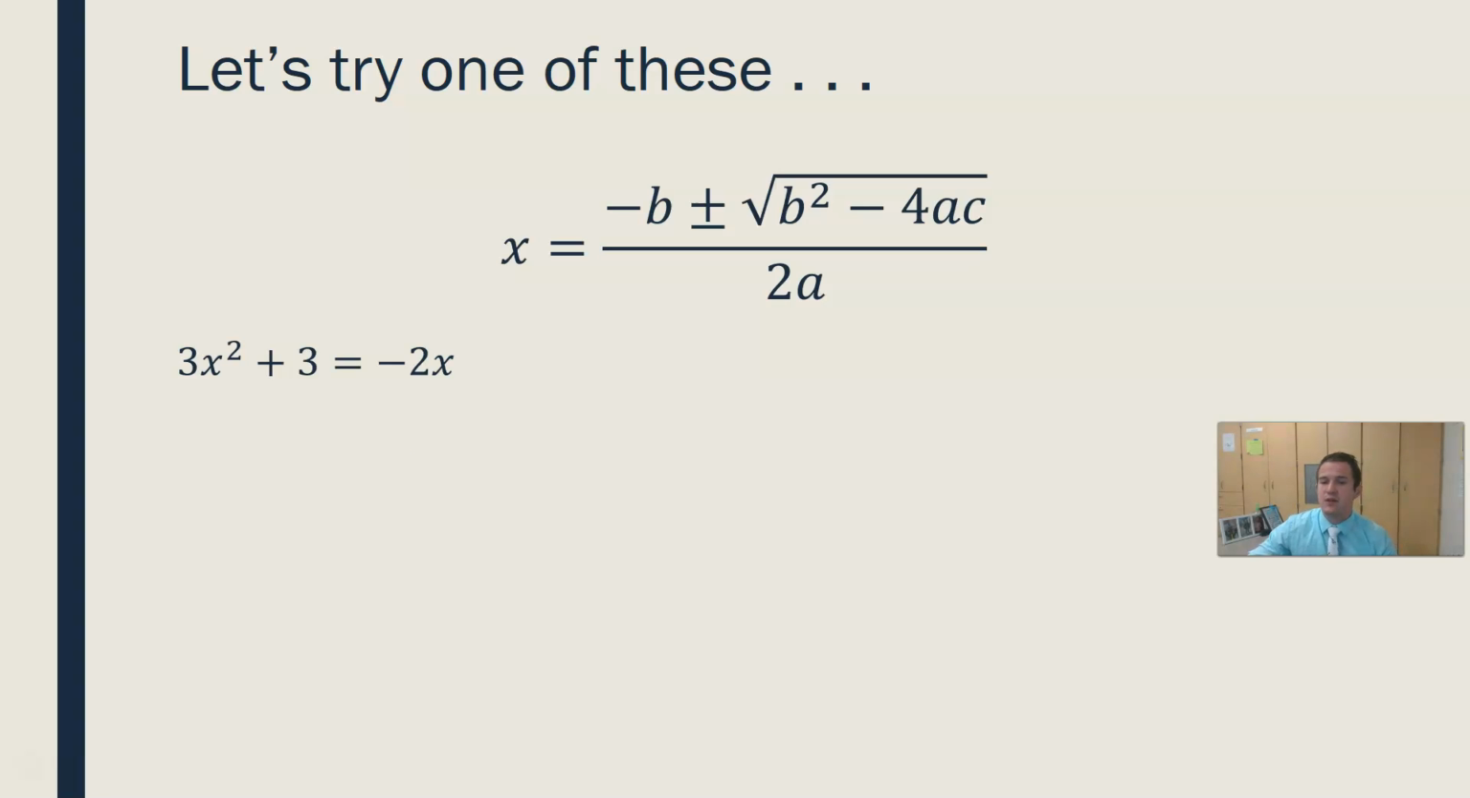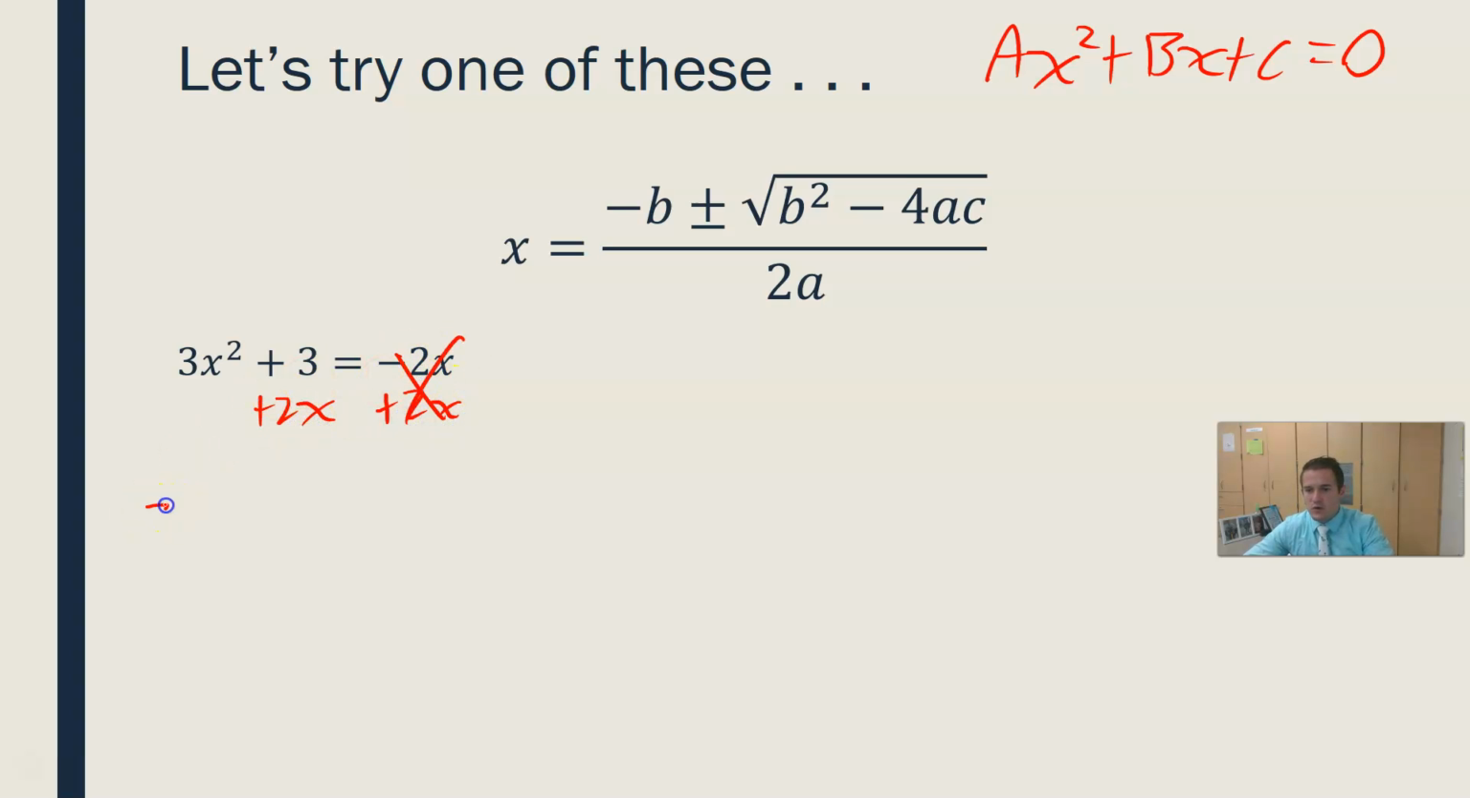I have 3x squared plus 3 equals negative 2x. Well, before I do anything, I have to put this in standard form, because in order to use the quadratic formula, in order to identify my a, b, and c, everything needs to be set equal to 0. So that means I should probably add this 2x on both sides, which would give me 3x squared plus 2x plus 3. I have to put the 2x before the 3 because that's what standard form looks like, equals 0. So now that it's in standard form, a is 3, b is 2, and c is 3.